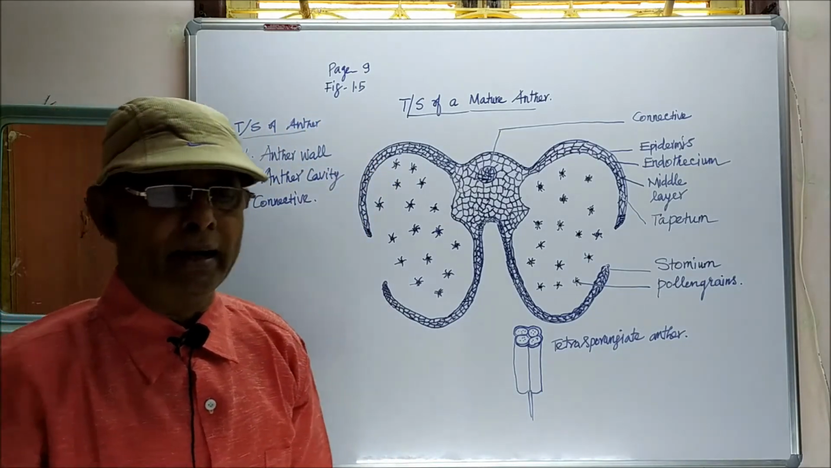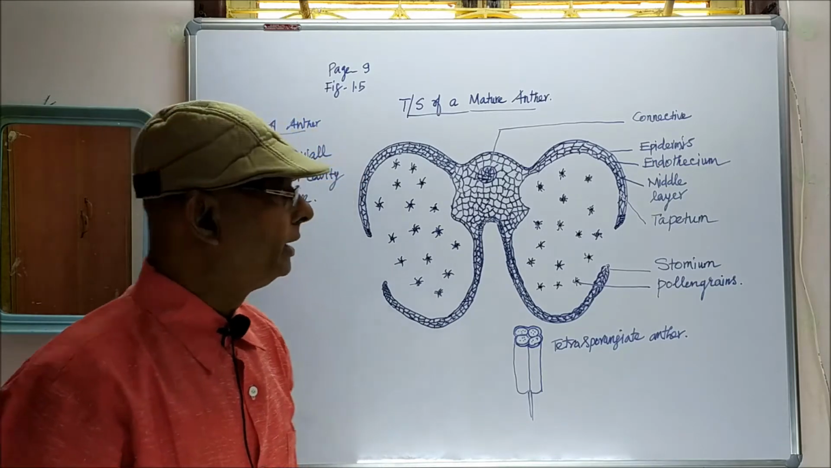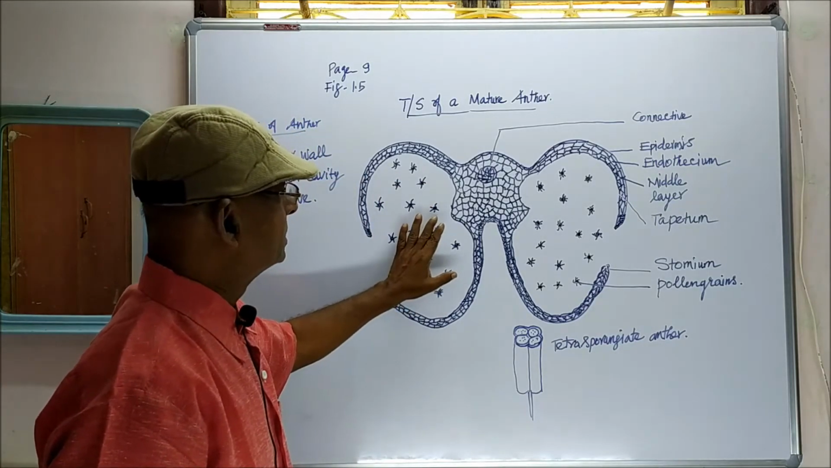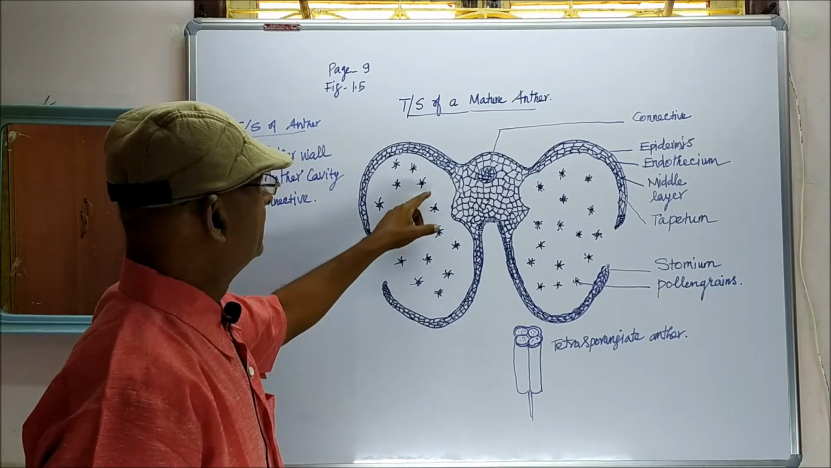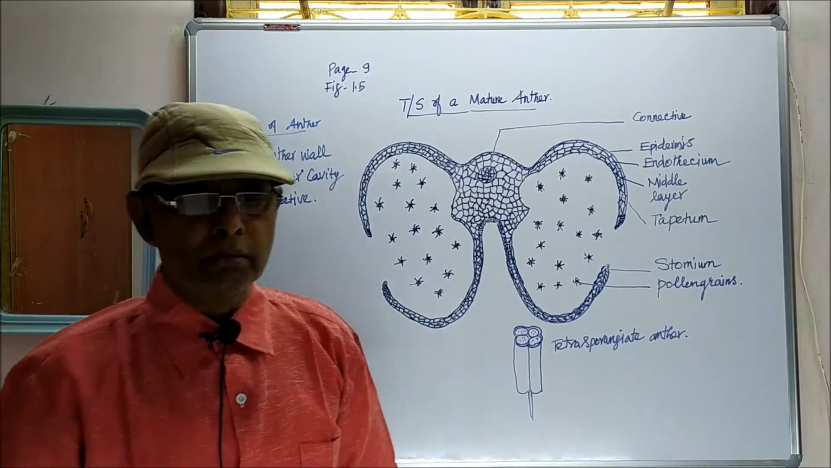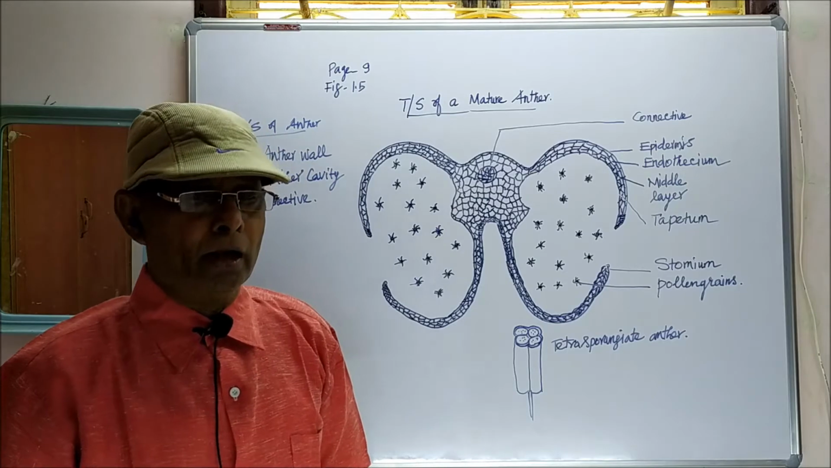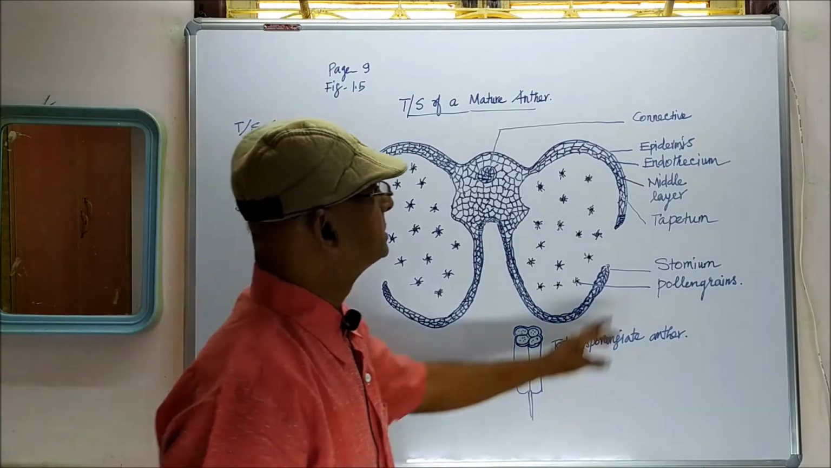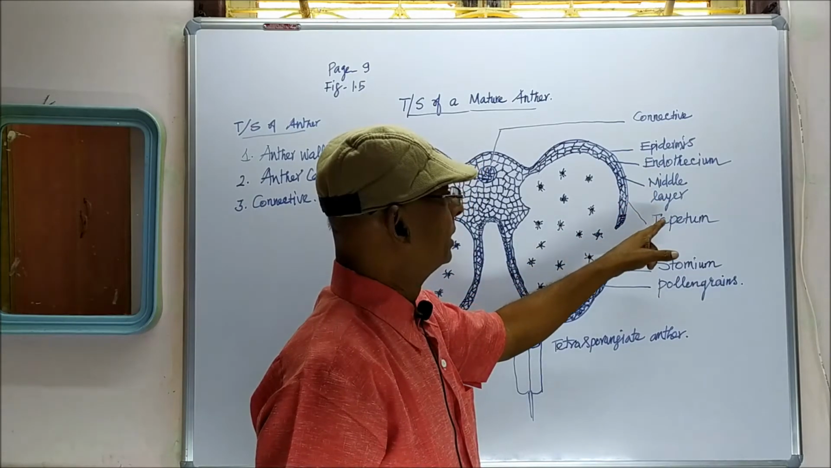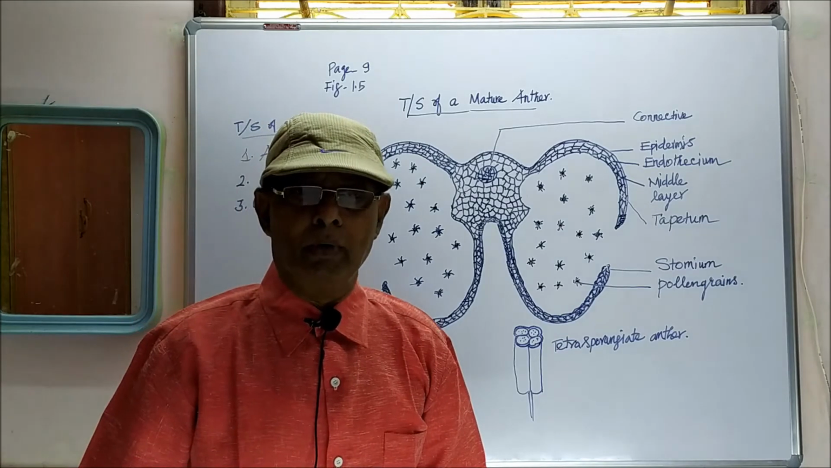First we will see the anther wall. The anther cavity is surrounded by the anther wall. This is the cavity, the anther cavity, surrounded by the anther wall. The anther wall consists of mainly 4 layers. Number 1, epidermis. Number 2, endothecium. Number 3, middle layer. Number 4, tapetum. One by one we will see.